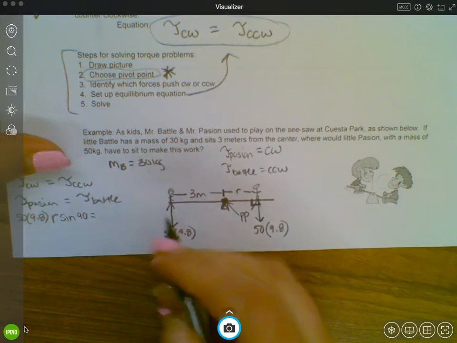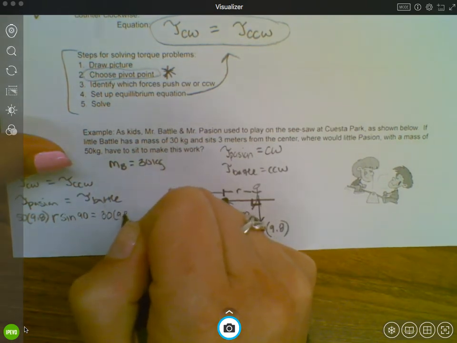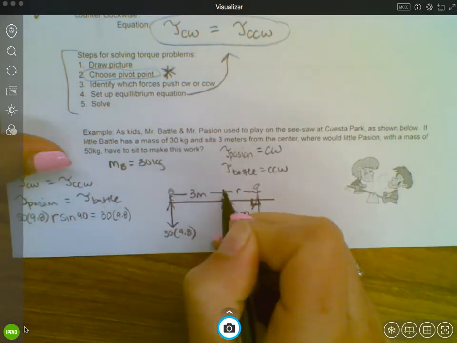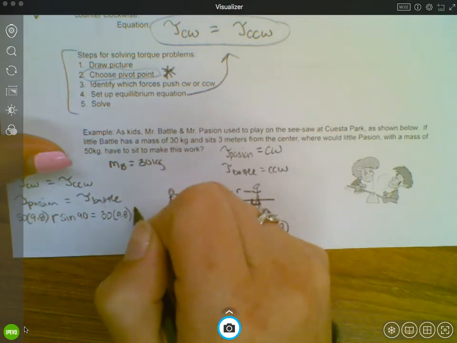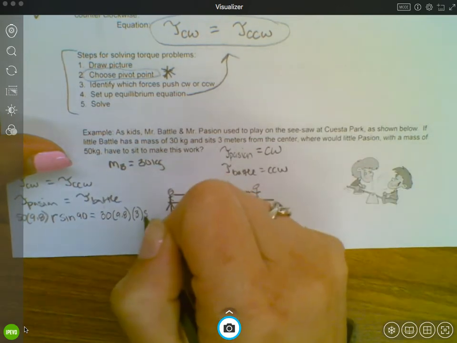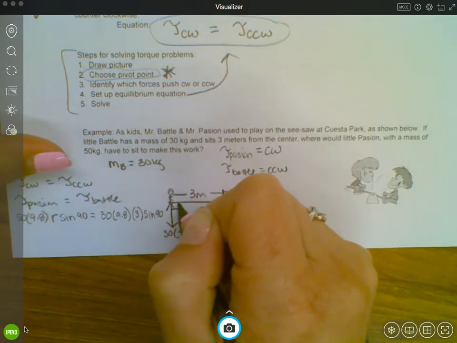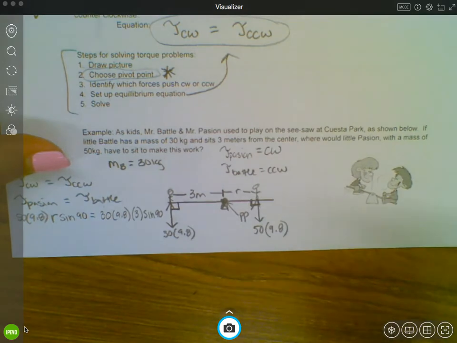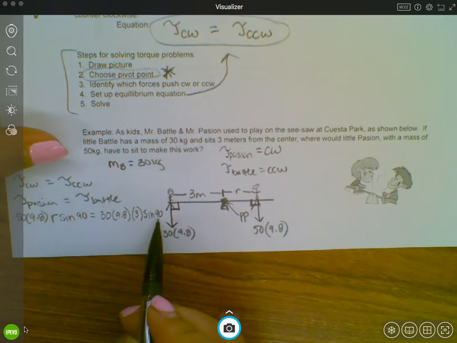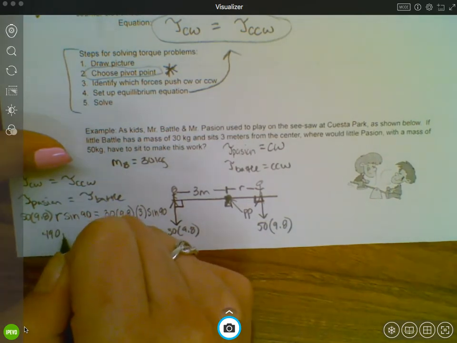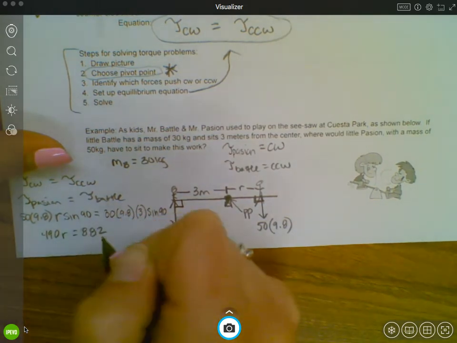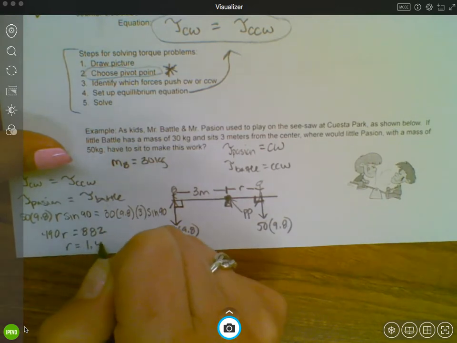Battle, his force is 30 times 9.8. His r is 3, from the pivot point to the force. Sine is also 90, because his force makes a 90-degree angle with the seesaw. Okay? Now you can plug this into your calculator. All right, and you end up getting 490 r equals 882, and r ends up being 1.8 meters.